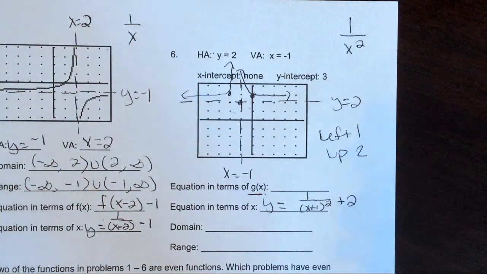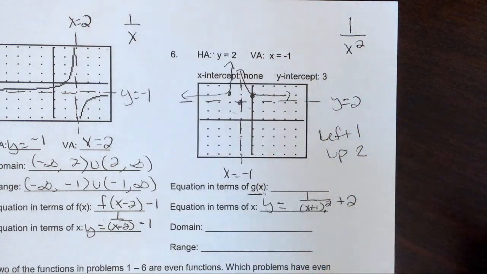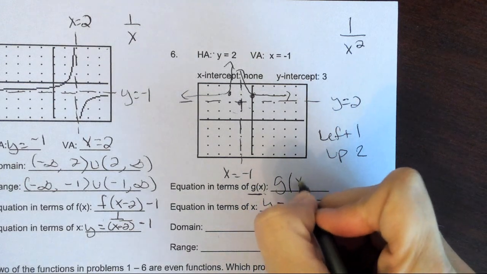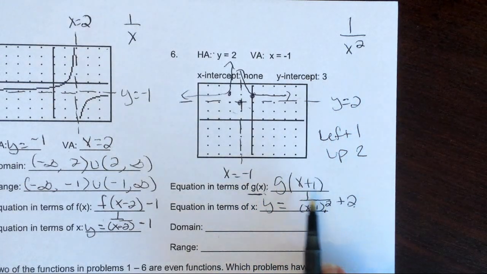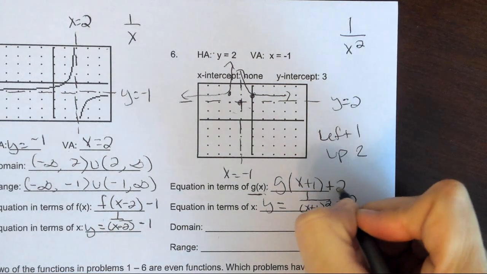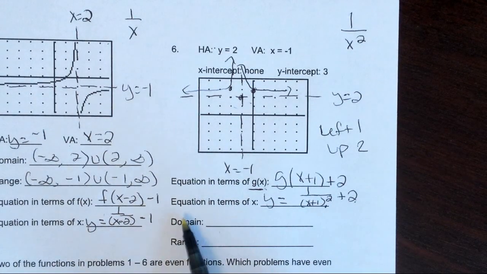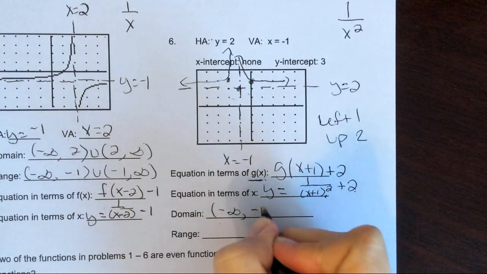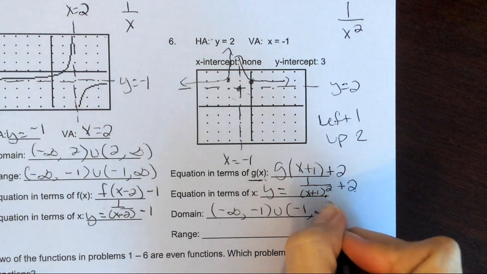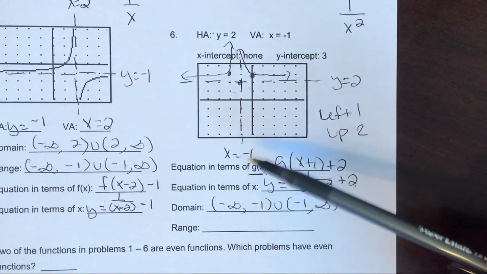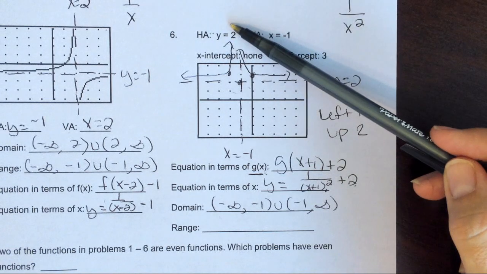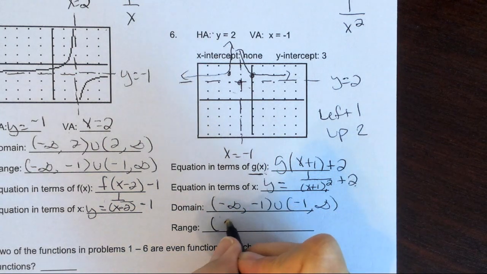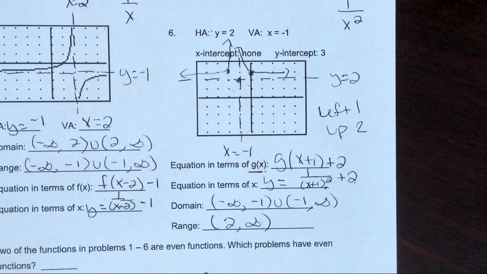So now I'm going to go do my, in terms of g of x. If it's in the parentheses, put it in the parentheses. If it's out, put it out. So there's no negative out here, so it's just g of x plus 1. We don't have to put the square. That's what the g is telling me. Then I put +2. My domain, I'm going to go back and look at my vertical asymptote. So it's going to be from -infinity to -1, and from -1 to +infinity. Your range, I'm going to go look at my horizontal asymptote, and remember that I'm above it. So it's going to go from 2 to infinity, and up and up and up.